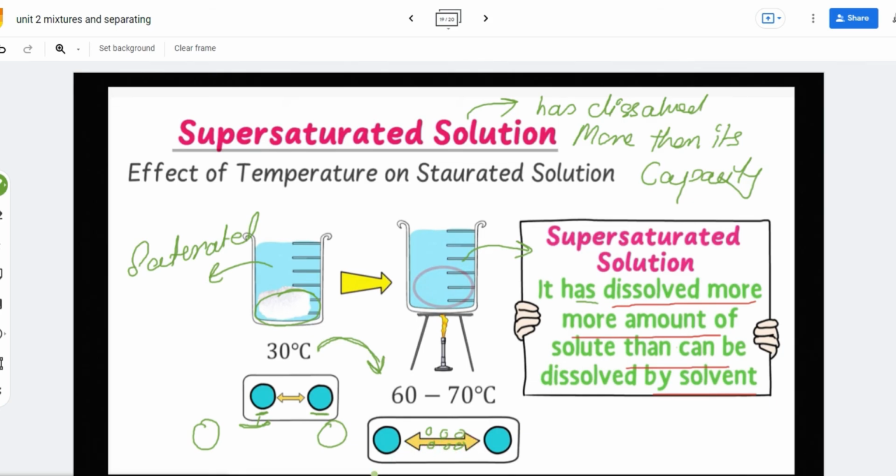Okay, supersaturated. So in today's topic we talked about compounds, the differences between mixtures and solutions, and different types of solutions such as unsaturated, saturated, and supersaturated. Now these terminologies are important for our next class when we're going to study how to separate these solutions or mixtures. Any questions so far?